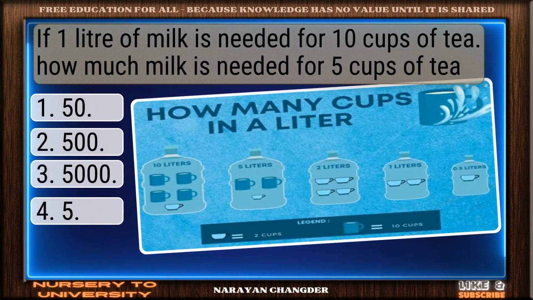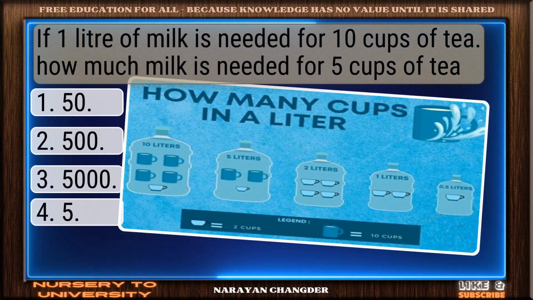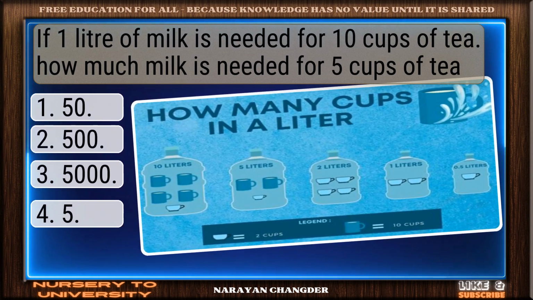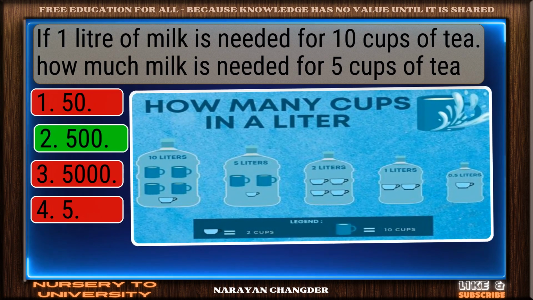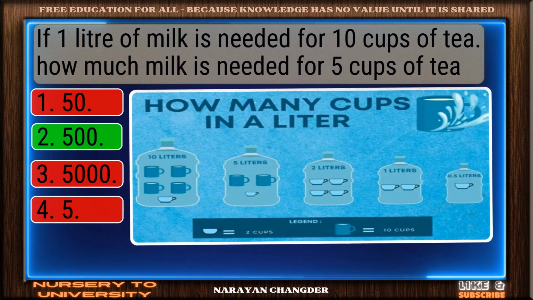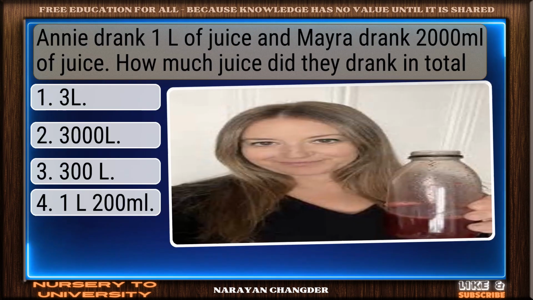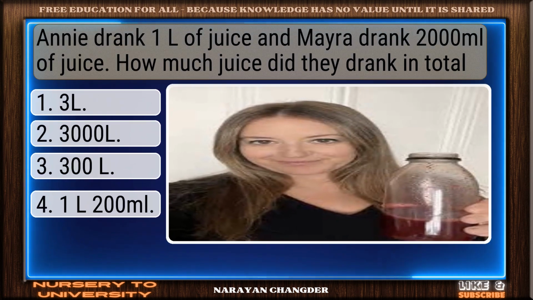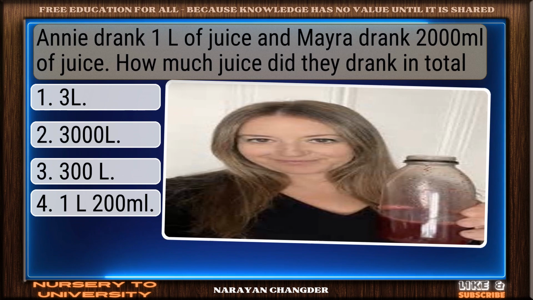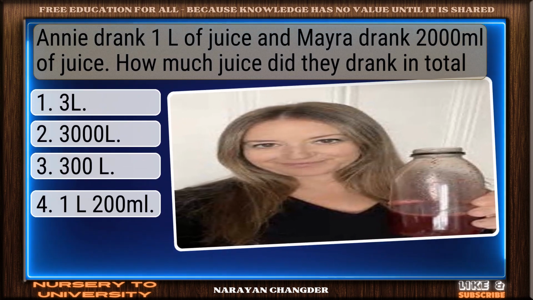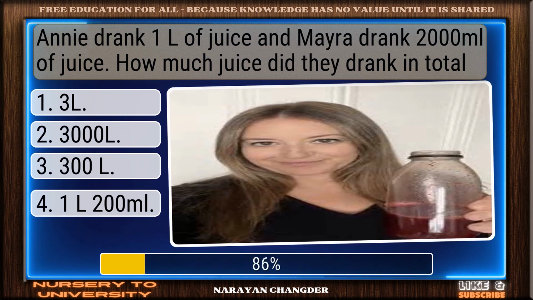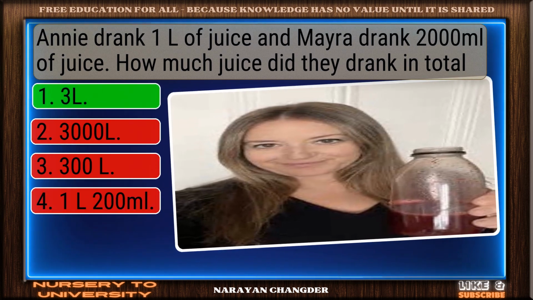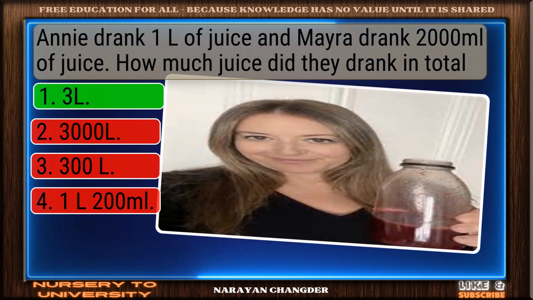If 1 liter of milk is needed for 10 cups of tea, how much milk is needed for 5 cups of tea? You got it. Your choice 500 is right. Annie drank 1 L of juice and Mayra drank 2000 ml of juice. How much juice did they drink in total? Right choice. 3L is the best answer.